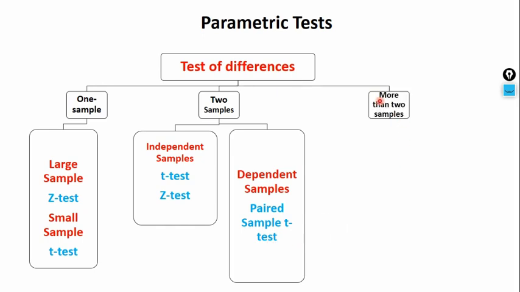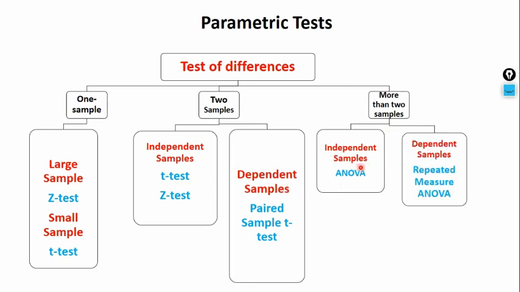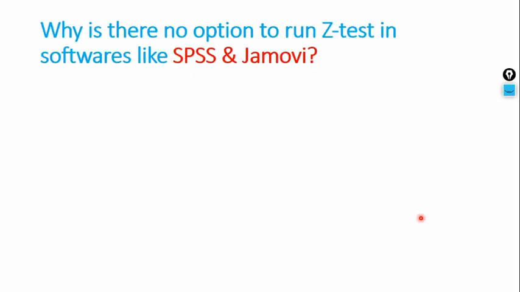In the case of more than two samples, when we are checking the differences between more than two samples and our samples are independent, then we will apply ANOVA. When our samples are dependent, we apply repeated measures ANOVA. Why is there no option to run a z-test in software like SPSS and Jamovi?